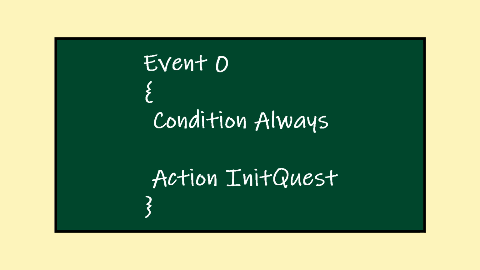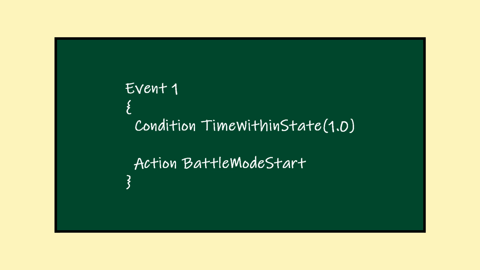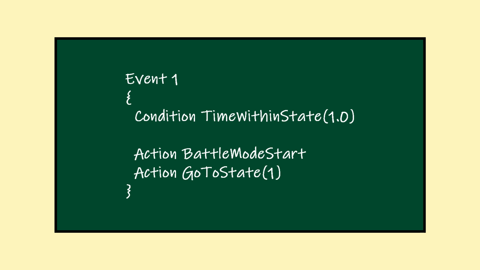Once you have this written down, create event 1 using the same muscle memory, and inside type the following. Condition time within state 1.0. This means that the code will trigger once the current state was active for 1 second. The active timer is paused until you press the action button during init quest. Next, type action battle mode start. This tells the game to show you the UI such as health bars, character names, and so on. And lastly, type action go to state 1. This will exit the current state, turning it inactive, and will jump to state 1, making it active.